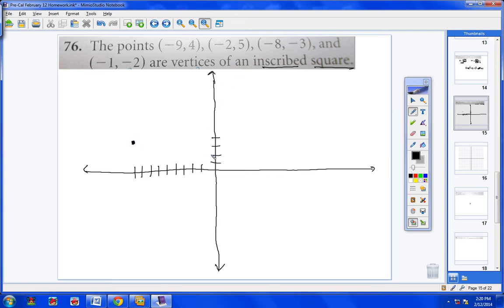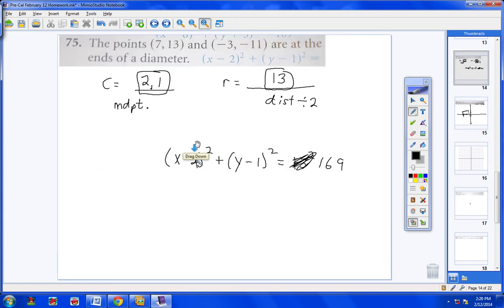Another one is (-2, 5). So over 2 and up to 5. The next vertex, which is singular for vertices, is (-8, -3). So I go over to negative 8, which is right here, and then down 3. Then my other ordered pair is (-1, -2). So I'm going to go ahead and just lightly sketch the square, just put a quick little drawing here of the square.